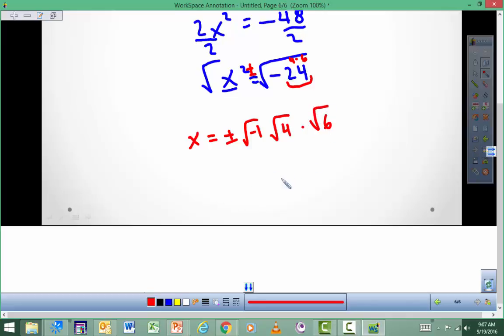Now let's simplify things a little bit. The square root of negative 1, this portion right here, is i. And the plus or minus. The square root of 4 is 2. And the square root of 6 does not simplify any further. There's no perfect squares in there, so we just write that as the square root of 6. And so we have x equals plus or minus 2i times the square root of 6.